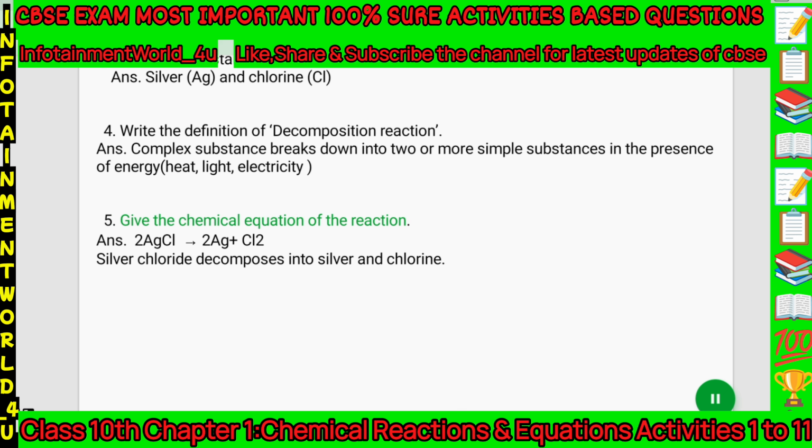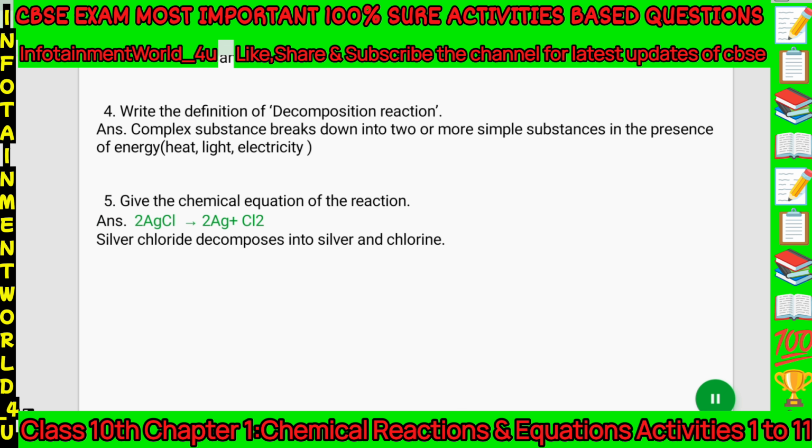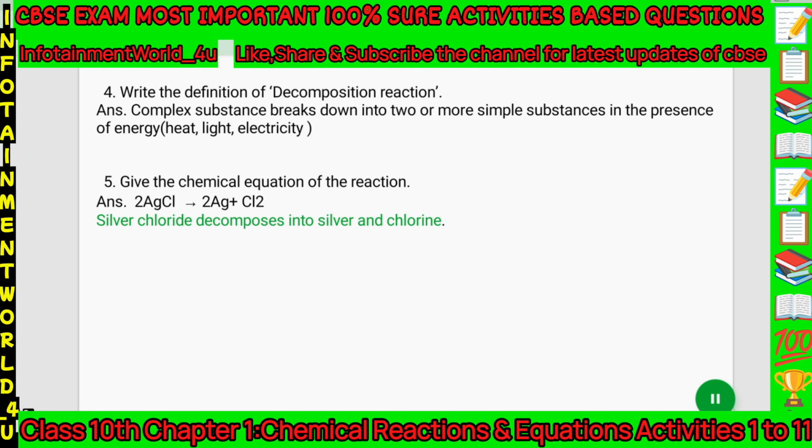5. Give the chemical equation of the reaction. Ans. 2AgCl → 2Ag + Cl2. Silver chloride decomposes into silver and chlorine.